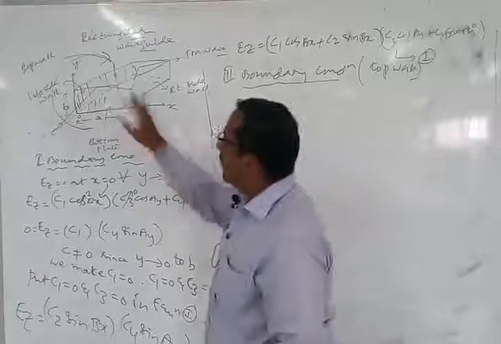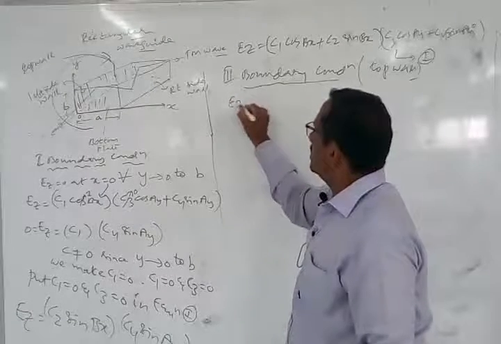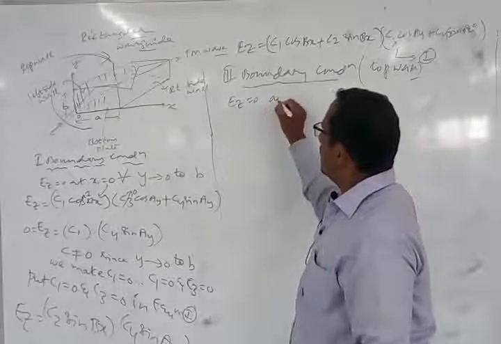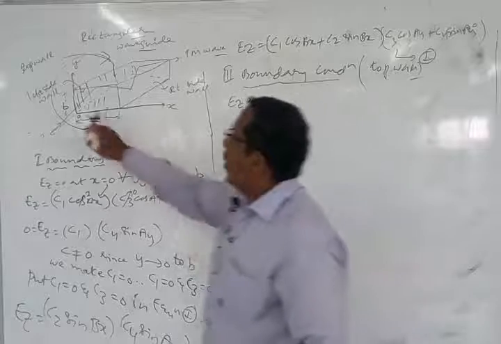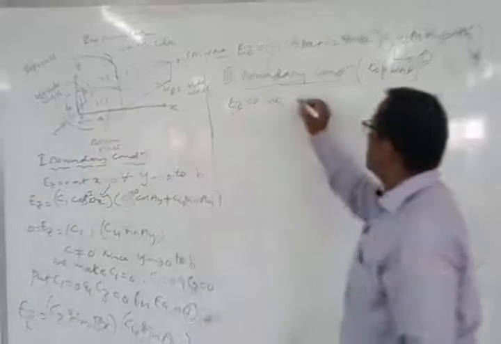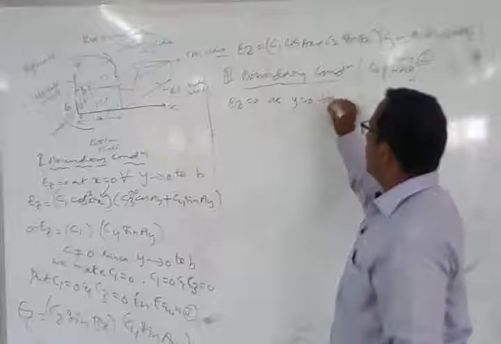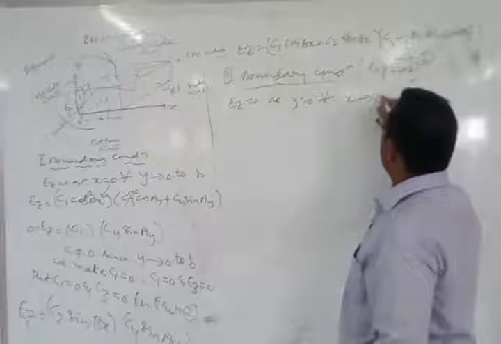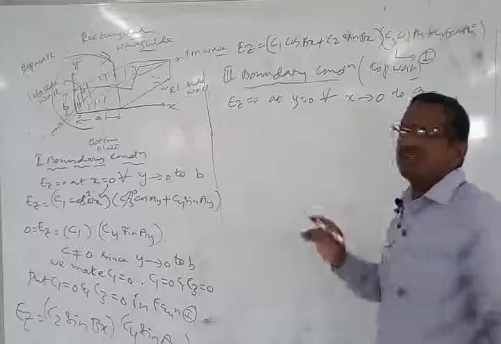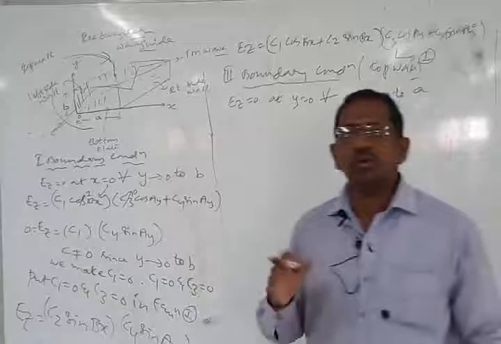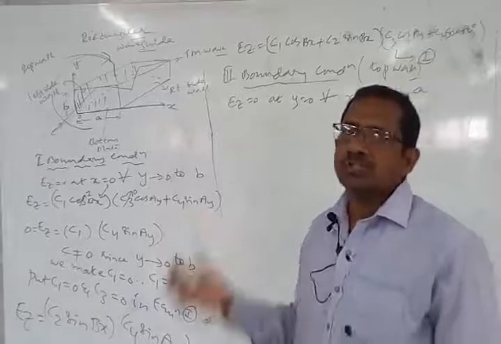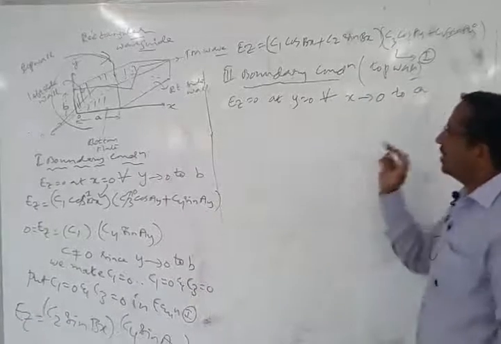Now, how is the top wall located? Ez is equal to 0 at y is equal to b, for all x varying between 0 to a. That means the same conditions we are going to repeatedly apply for all the walls of the waveguide. So now let us apply.